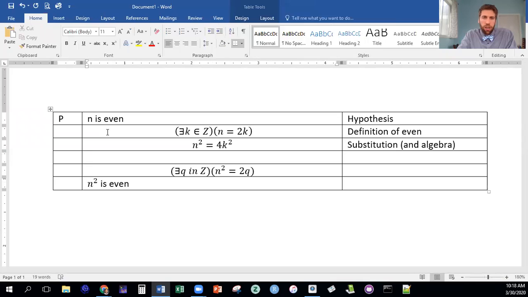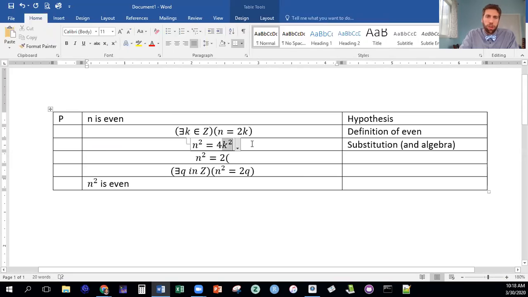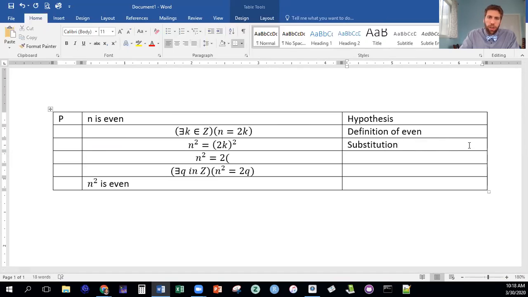Okay, and then that means that n squared equals 2 times... you know what, let's not do 2 steps at once. Let's do (2k) squared, and it's just substitution. Okay, I can do my algebra right here. Equals 2 times 2k squared.